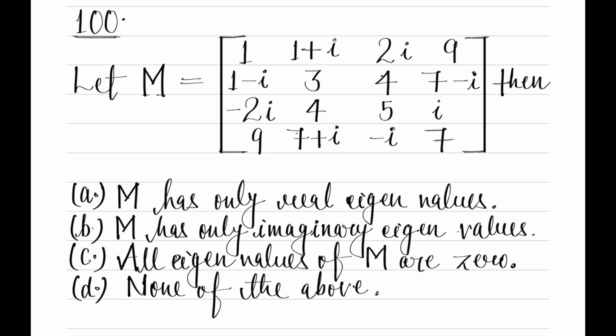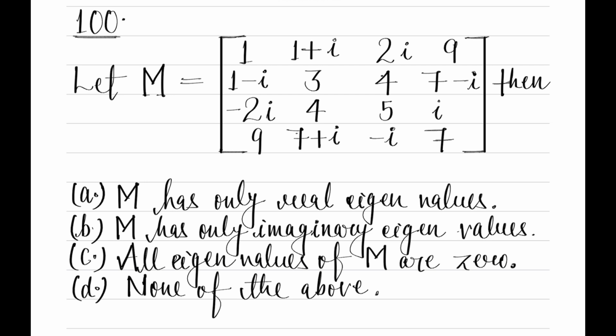Problem number 100. Let M equal the matrix with rows: 1, 1 plus i, 2i, 9; 1 minus i, 3, 4, 7 minus i; minus 2i, 4, 5, i; 9, 7 plus i, minus i, 7. Then we have four options.